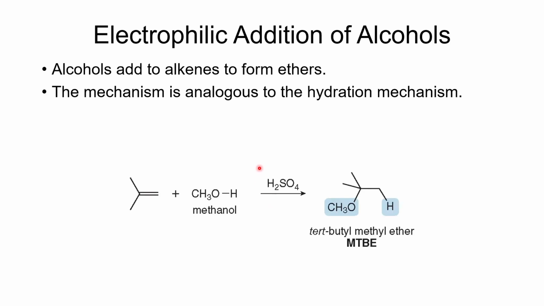It also gives a Markovnikov addition. So here we're adding H and then OCH3 across the carbon-carbon double bond. The hydrogen's going to go to the carbon that has the most hydrogens, and then the OCH3 is going to go to the more substituted carbon. And the reason for that is identical to the hydration mechanism. It's all about that carbocation.